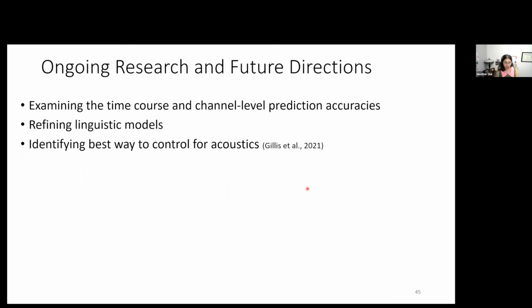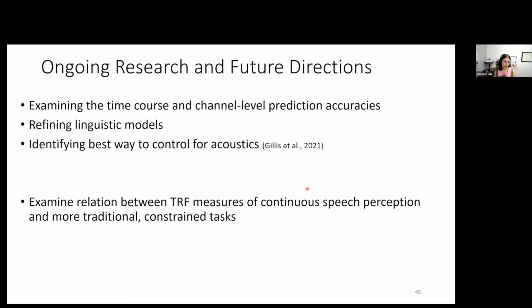So there are a variety of approaches that you can use. Here we've used a pretty basic subtraction approach, but you could do things like predict the TRF with the envelope, save out the residuals and feed those into a subsequent TRF with linguistic representations. And there are other ways we might be able to control for acoustics as well.